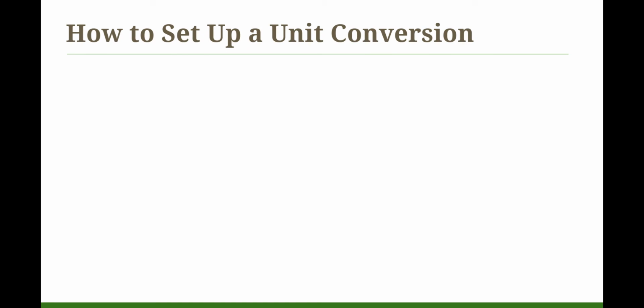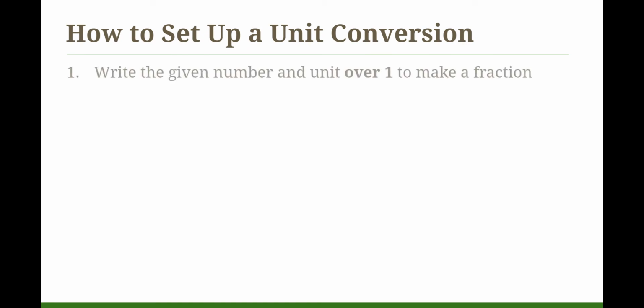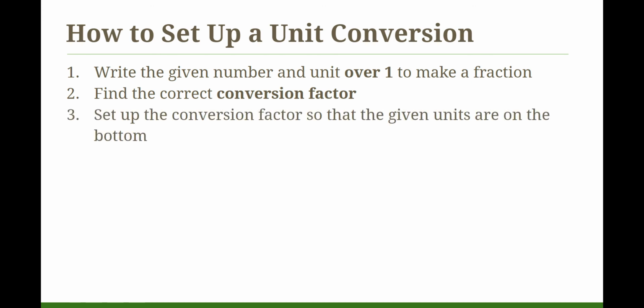When we convert our units, the way we do that is by following these steps. So first step is that we want to write our given number, and we write it over 1 to make it into a fraction. And we'll see an example of this in a second. Next up, we want to find the correct conversion factor. So that's like there are 100 centimeters in a meter. That's a conversion factor, or 7 days in a week. Then we want to set up the conversion factor so that the given units are on the bottom.